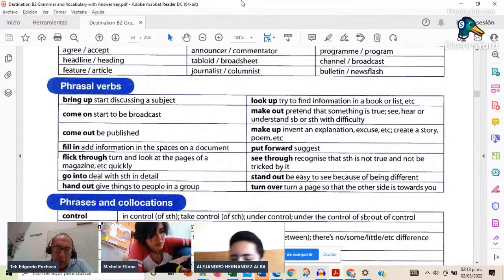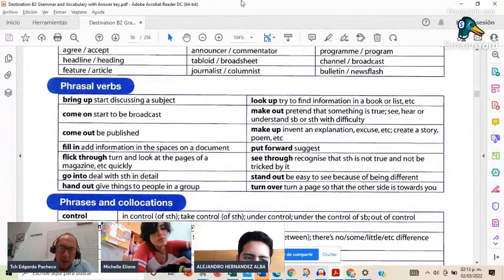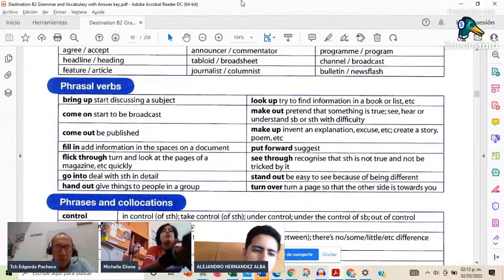Another thing you can do is to do the recording. You can do the recording and send it to the group. That can be another option. I'll try.